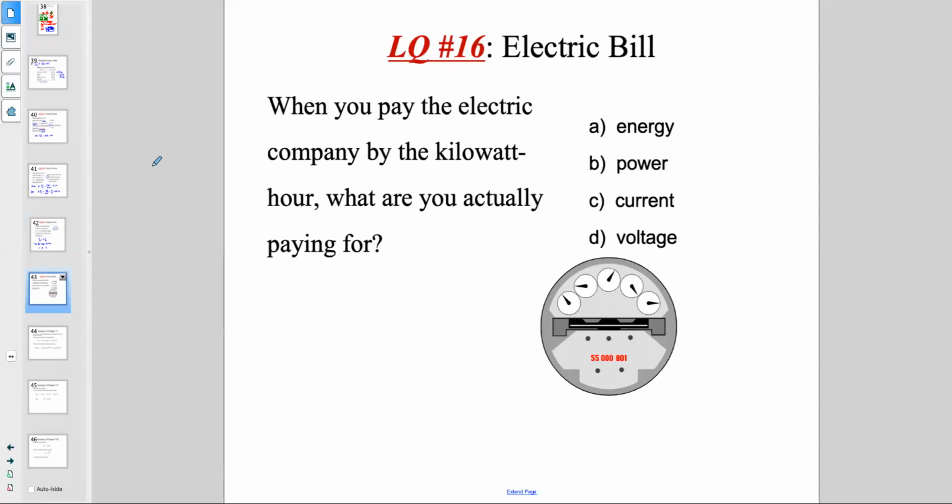Okay, electric bill. When you pay the electric company by the kilowatt hour, what are they actually paying for? So you're paying for the energy that you're using, okay? But you're paying it in the kilowatt per hour. And the watt is in terms of power, so you're paying in terms of the power that you're using at your apartment or your house.